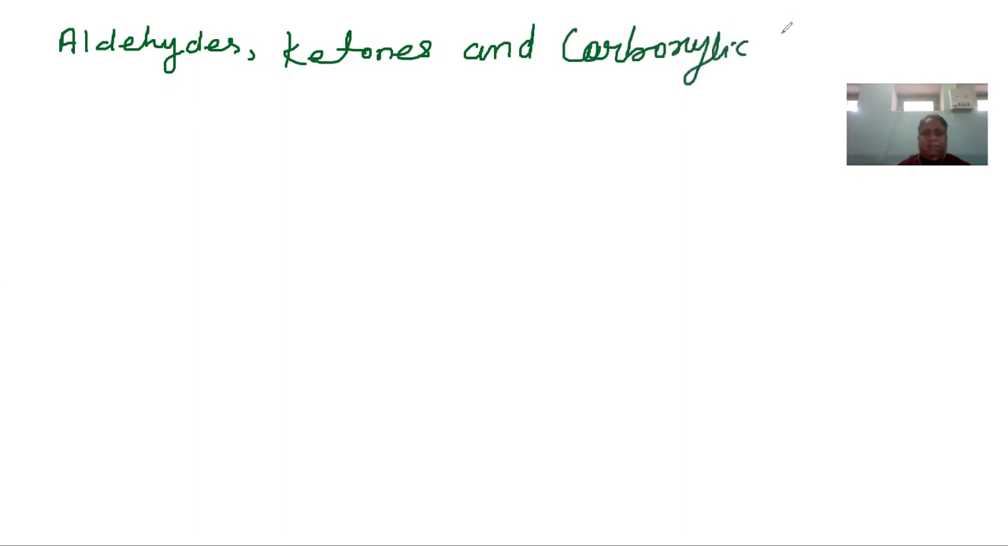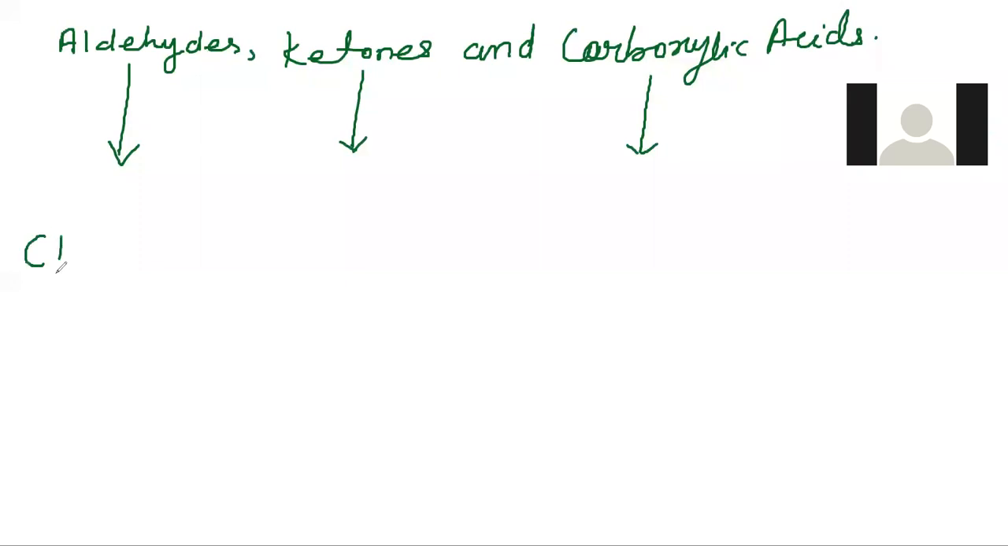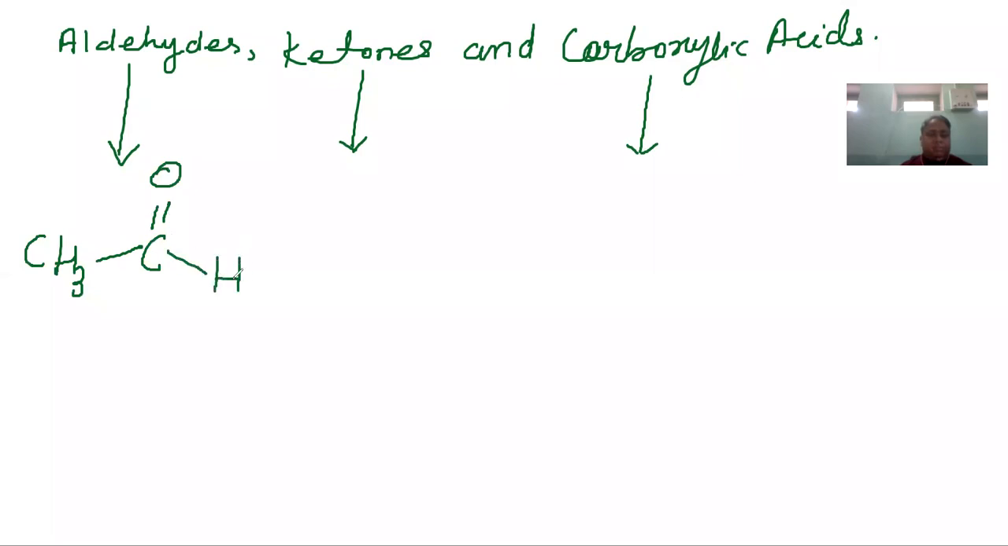Carboxylic acids. Now, in all these three functional groups, the reactions will depend upon one property. The property is that it has a polar carbon oxygen bond. Like if it is acetaldehyde, or if it is a ketone, or if it is a carboxylic acid.